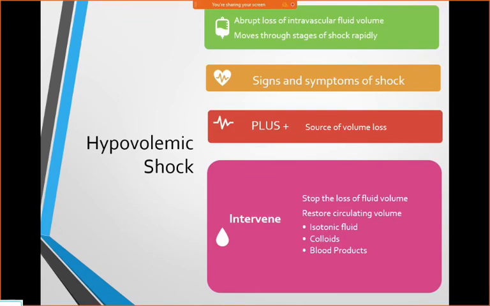So hypovolemic shock is where you have lost either blood volume or fluid volume. So you could be massively dehydrated and be in hypovolemic shock. You could have a massive bleed and be in hypovolemic shock. This is loss of volume. So this one moves through very quickly, the stages of shock.